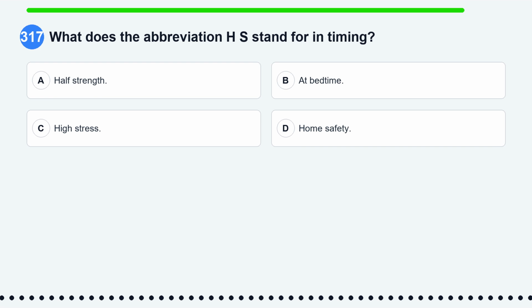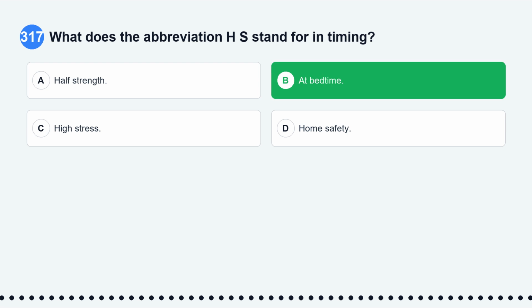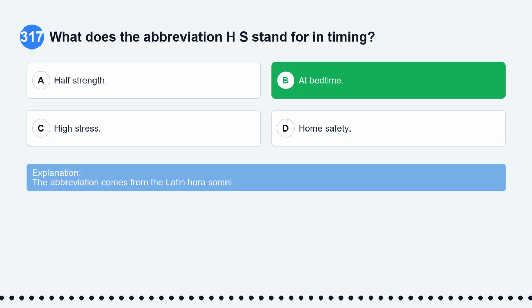Question 317. What does the abbreviation HS stand for in timing? Option A, half strength. Option B, at bedtime. Option C, high stress. Option D, home safety. The correct answer is option B, at bedtime. The abbreviation comes from the Latin ora somni.